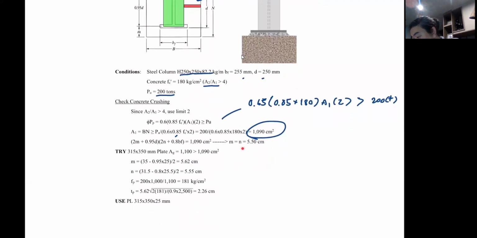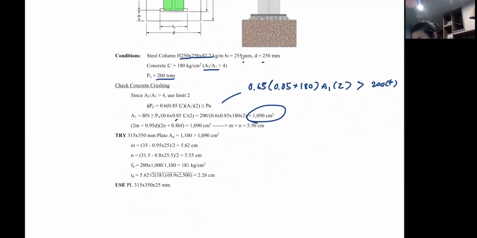So let's say M and N are equal. You know D, you know BF, so this equation comes down to one unknown if you set M and N equal. Or you can just try the size, that's not a hard way to do it. Let's say after the calculation, now I know my real M and N, so I'm going to use the larger value for my calculation.